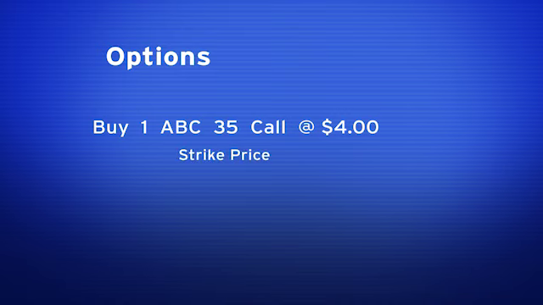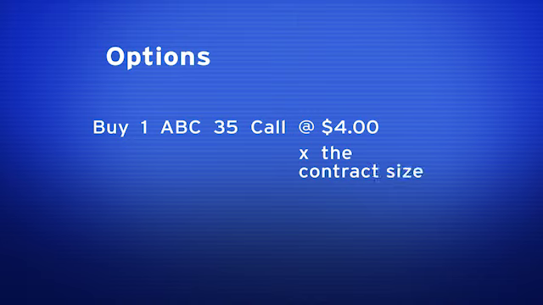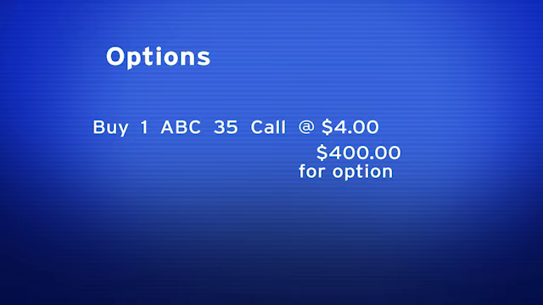Now, the strike price or the exercise price is 35. So they would buy 100 shares at $35 a share. Now, this is a call option. That's the type. And the premium that they would pay is $4. Now, that's $4 times the contract size. And what was the contract size? 100 shares. So the client would pay $400 for this option.